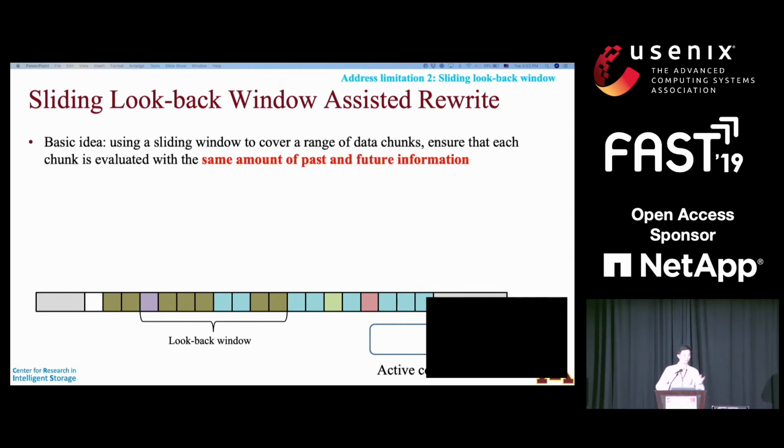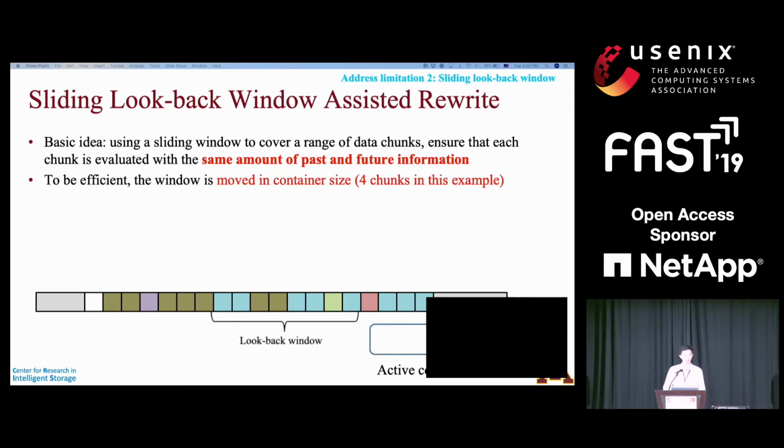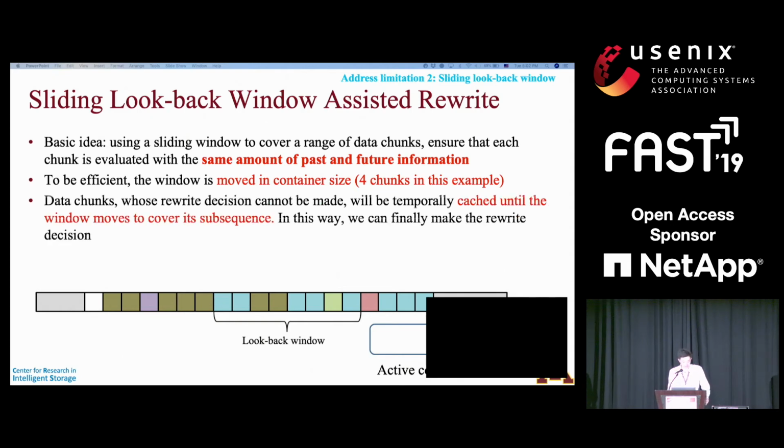We know that how to cut the segment is a problem, especially for the chunks near the boundary. They have less information for the future or for the past. So a good solution is we make the cut everywhere. We have a sliding window that moves container-size chunks one by one, which means we cut it everywhere. Then each chunk will be evaluated with the same amount of past information and future information. So we'll know both sides of the look-back window information for each chunk to make the rewrite decision.